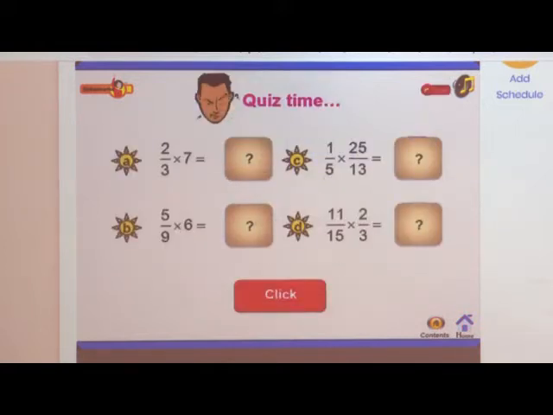Now it's quiz time. Find the correct answers for the following questions. Click to know the answers.